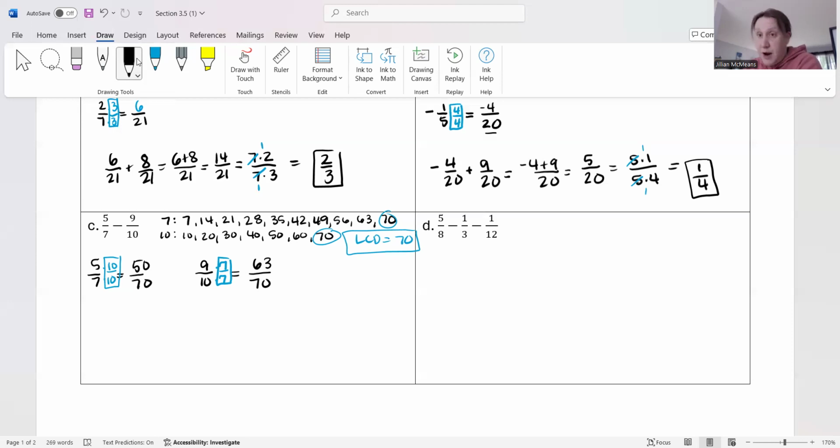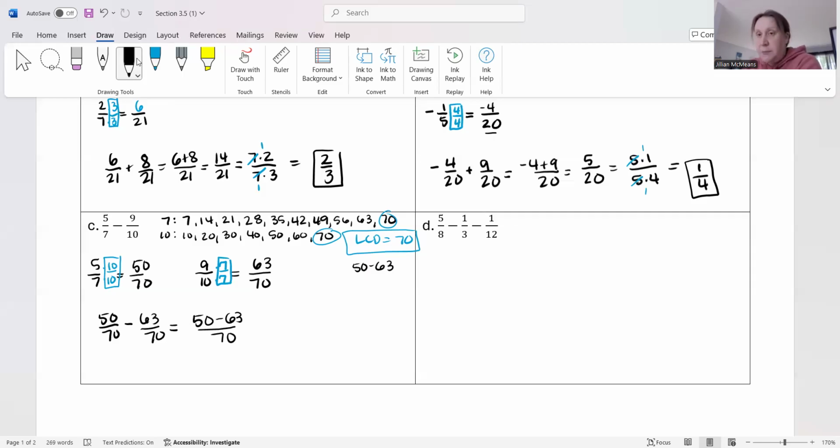So I've got two new fractions here, so let's rewrite the original problem. So we know that 5/7 is really 50/70. We know that 9/10 is really 63/70. So now we get 50 minus 63 over 70. Now, if you need to do side work for the numerator, that is fine. There's no shame in side work. So off to the side, we have 50 minus 63.